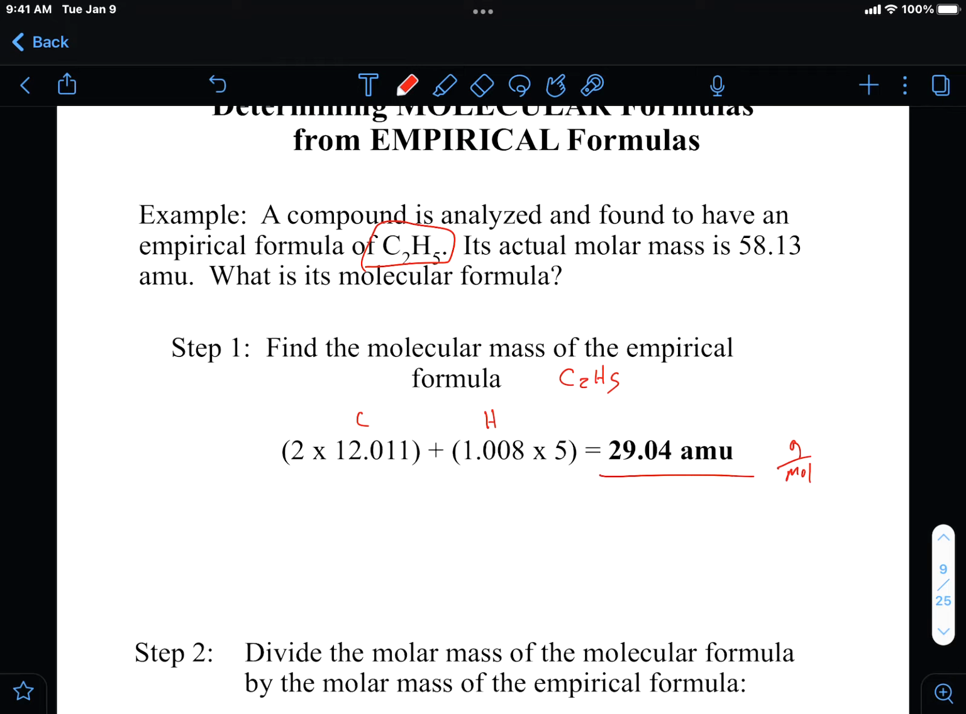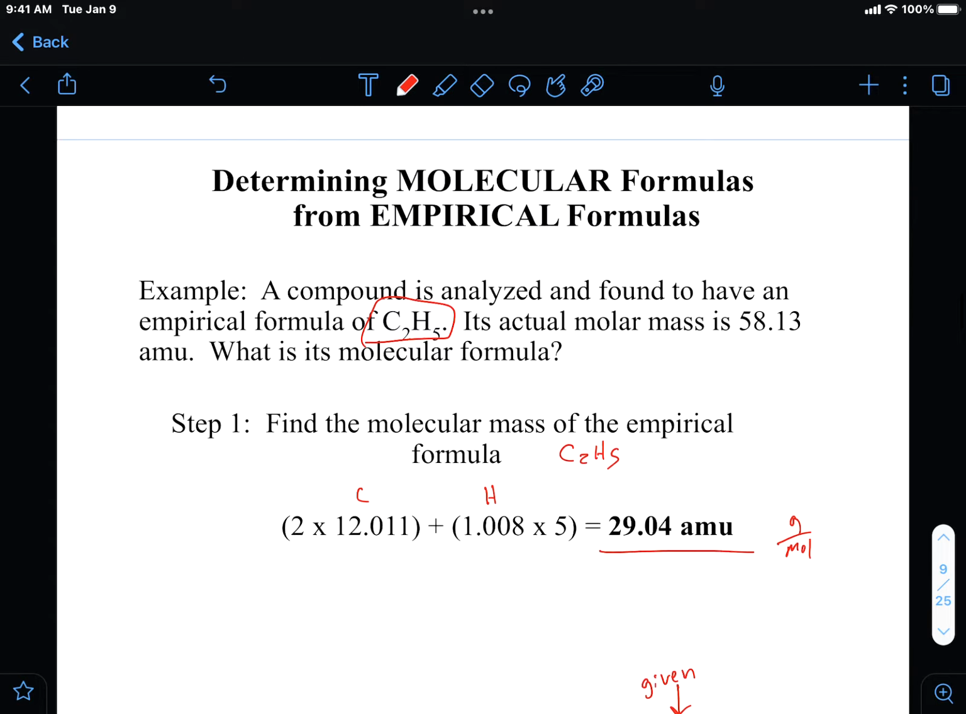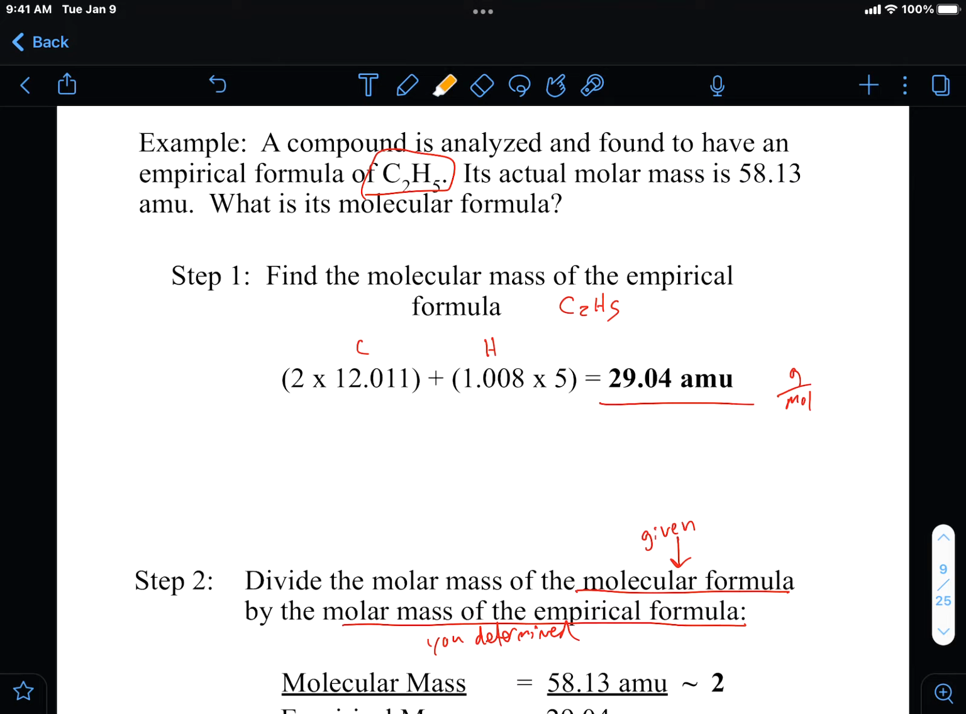Okay? All right. The second step. Divide the molar mass of the molecular formula by the molar mass of the empirical formula. Now, the molar mass of the molecular formula is what is going to be given to you in the problem. The molar mass of the empirical formula, you found. We just found that, right? So if we go back to the beginning of this problem, they said the molar mass of the formula is 58.13. We found the molar mass of the empirical formula to be 29.04.